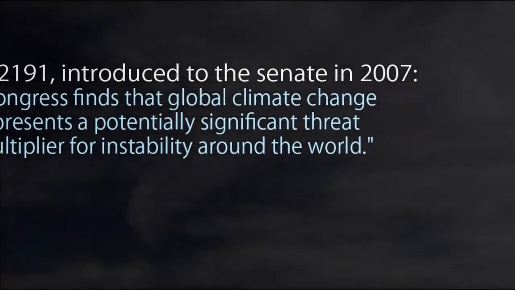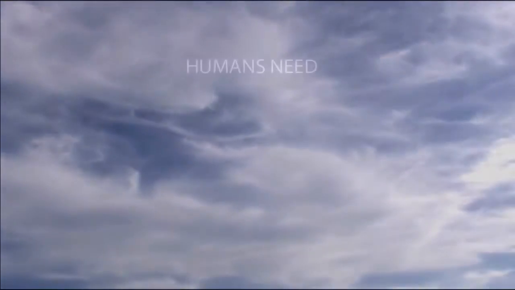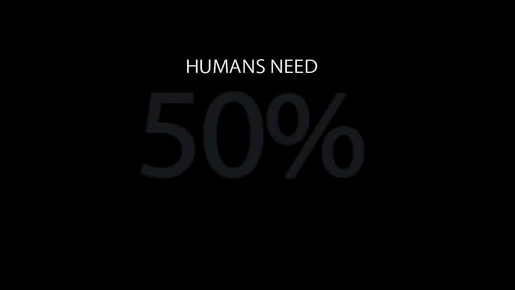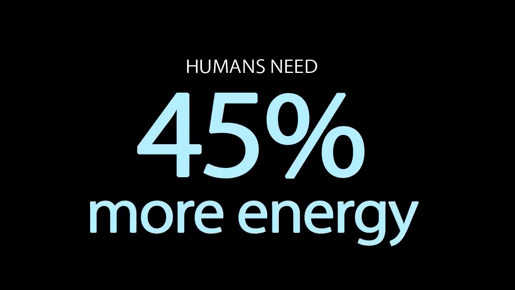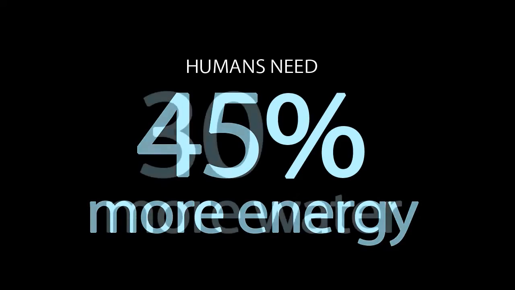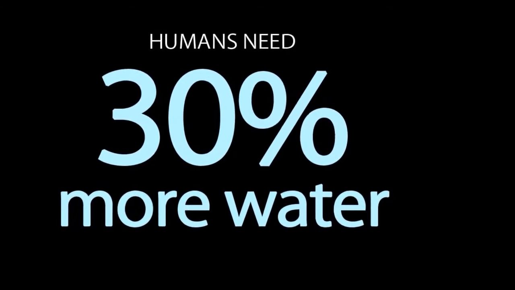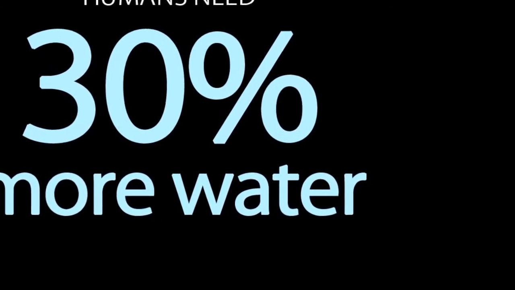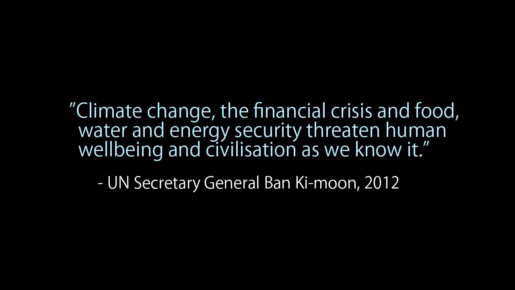the world. In 2012, a UN report warned the world is running out of time to make sure there is enough food, water, and energy to meet the needs of a rapidly growing population. In less than 20 years, the world will need at least 50% more food, 45% more energy, and 30% more water, according to UN estimates. But our water supply is diminishing while our population continues to increase.